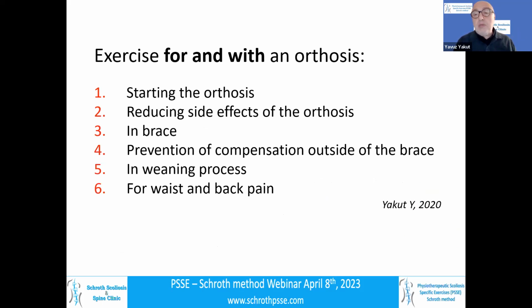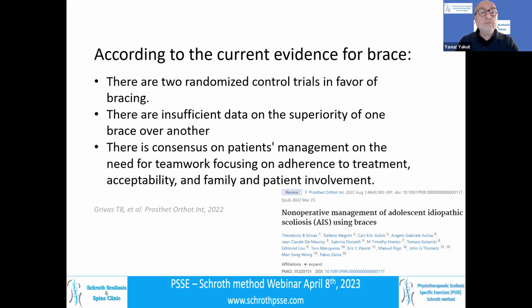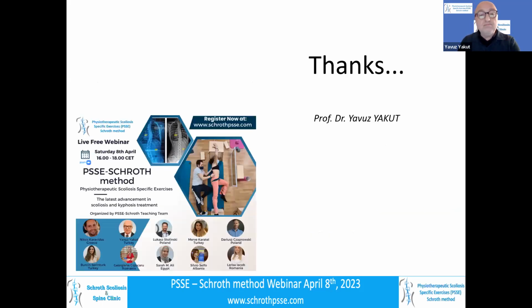Now I prefer 6 main exercise systems in scoliosis specific exercise: starting orthosis exercise, reducing side effects, embrace, prevention of compensation, especially in the cervical area, weaning process, and back pain. According to current evidence for brace, there are 2 randomized controlled trials, of course, still there is a lack of some evidence, but it means for scoliosis, especially for orthosis, teamwork focusing on adherence to treatment, acceptability, and family and patient involvement. Thank you very much.